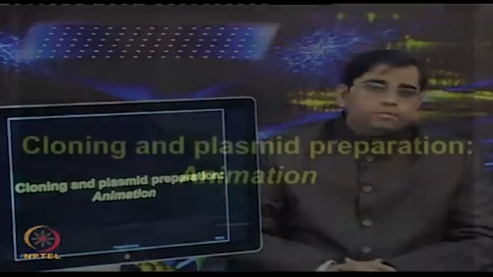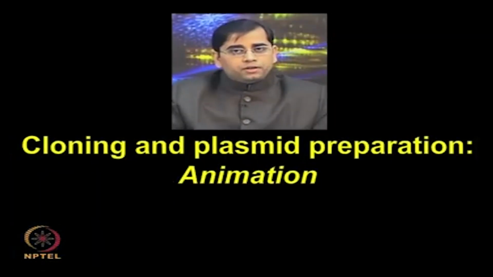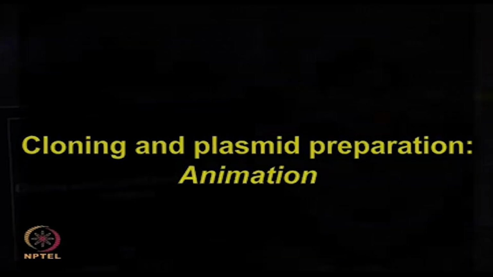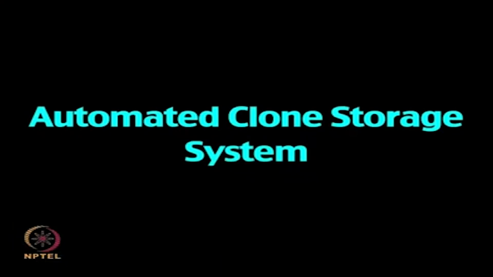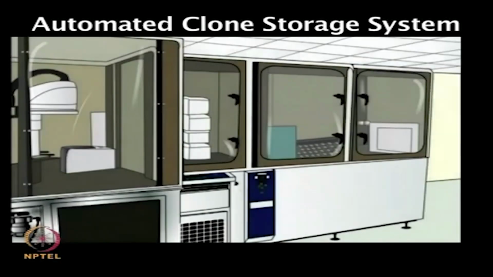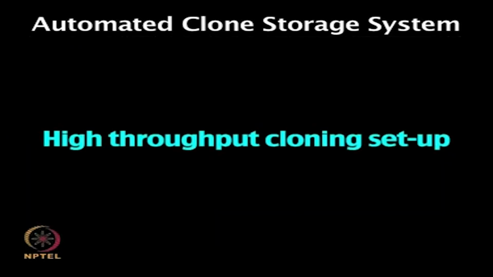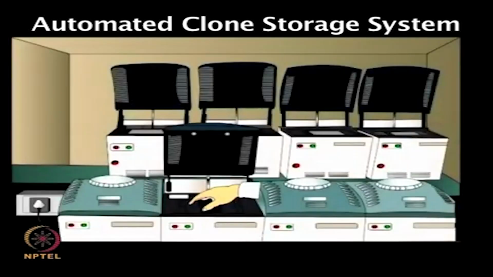I will explain the cloning as well as plasmid preparation in a high throughput manner by showing you this animation. Automated clone storage system. In order to program the NAPA arrays, first of all we will require access to the cloned cDNAs representing the target proteins. The cDNA clones are stored in the repositories at -80 degrees. All the genes should be fully sequenced, the full length open reading frames captured into a recombination based cloning system.